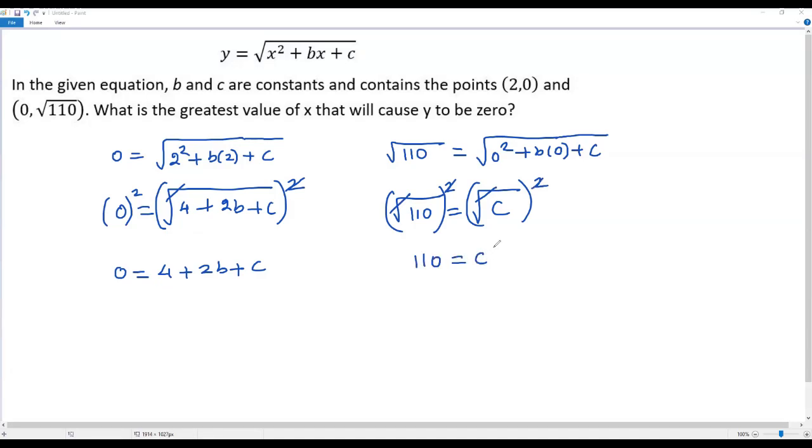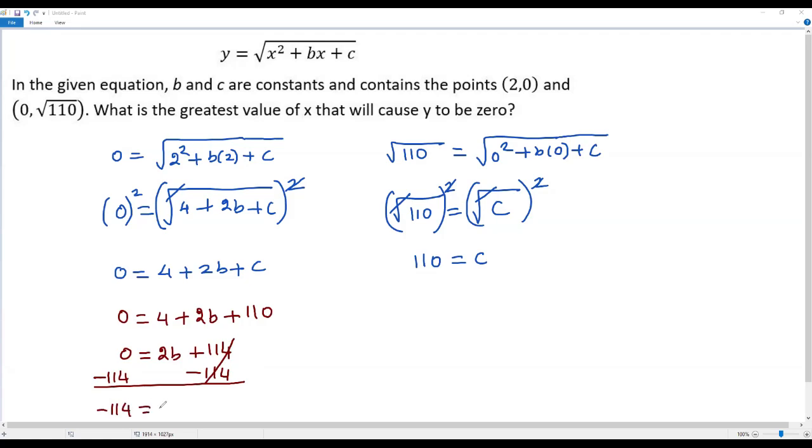Now I got the value of c. The value of c is 110. Now I'm going to plug c equals 110 into this equation to solve for b. Okay, let me do it. 0 is equal to 4 plus 2b plus, and for this c, we can plug in 110. Now let's solve for b in this equation. When I combine the 4 and 110, I'm getting 114. To solve for b, I subtract 114 from both sides. When I do so, the positive 114 and negative 114 will cancel out.